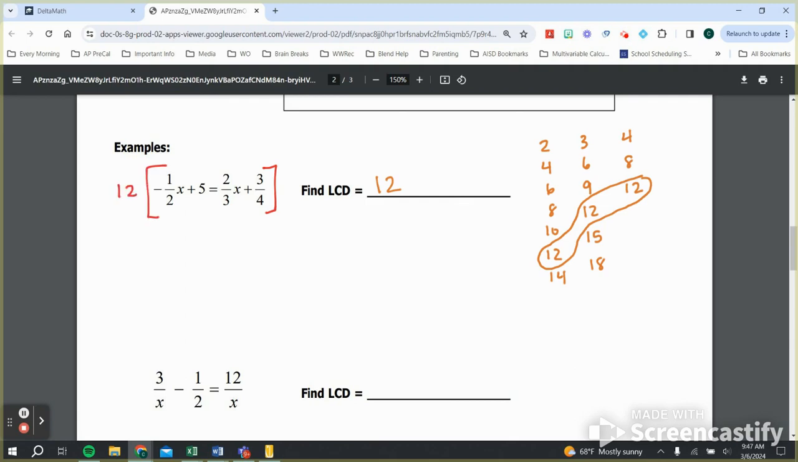Now, if you want to, you can go and multiply each one. You can actually write it out. Do 12 times 1/2 x plus 12 times 5 is equal to 12 times 2/3 x plus 12 times 3/4. This is pretty much what we're doing. We are multiplying every term in this equation by that least common denominator. And what that's going to allow us to do is to get rid of our fractions. So 12 times 1/2 x is 6x plus 12 times 5 is 60.